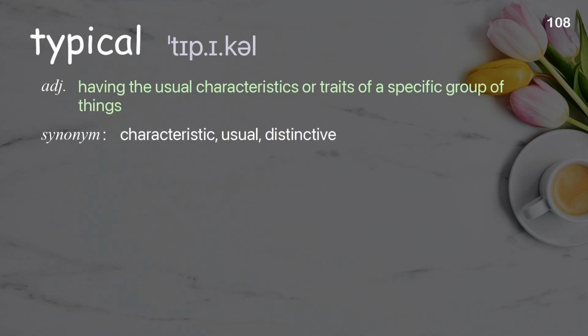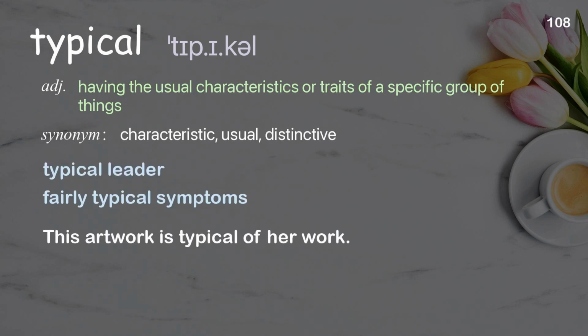Typical: having the usual characteristics or traits of a specific group of things. Examples: Typical leader. Fairly typical symptoms. This artwork is typical of her work.